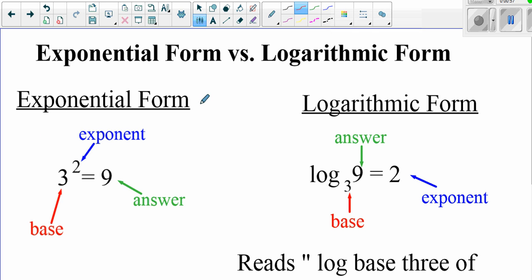So, exponential form, you have the base, the exponent, and the answer. This base 3 is also called the base of the logarithm. It's the little number down there at the bottom. The base of the exponent is the base of the log. But logs give you the answer and ask for the exponent.